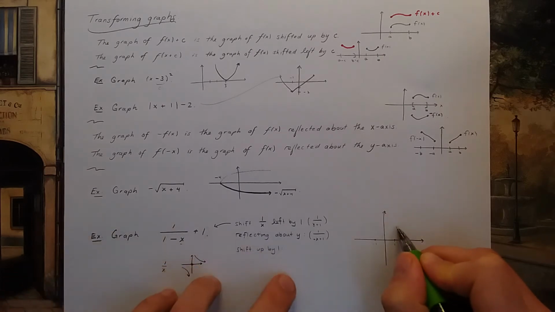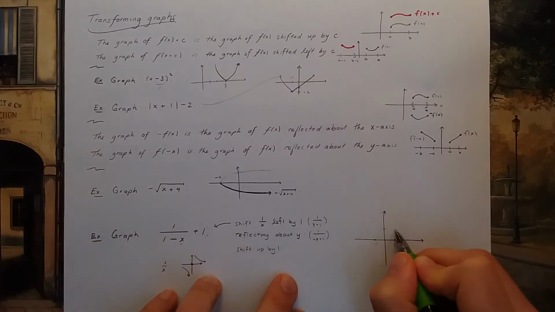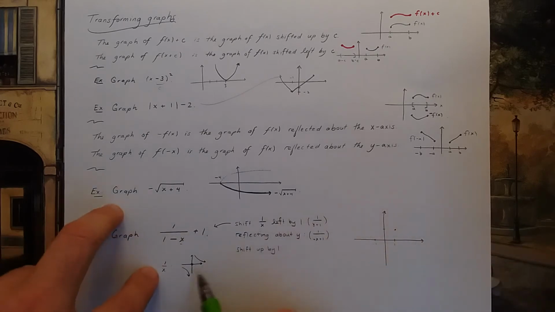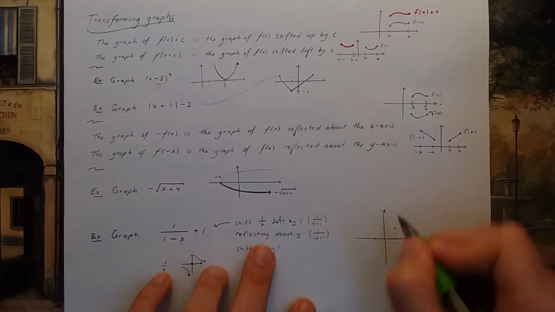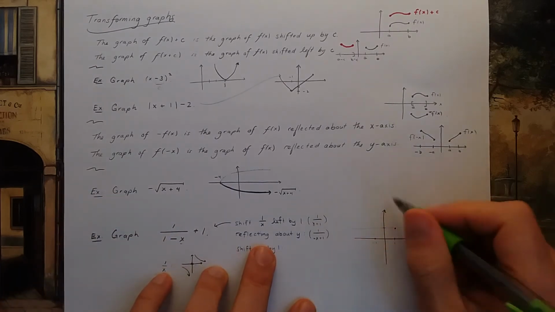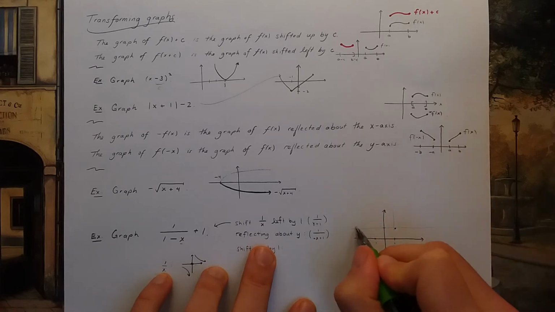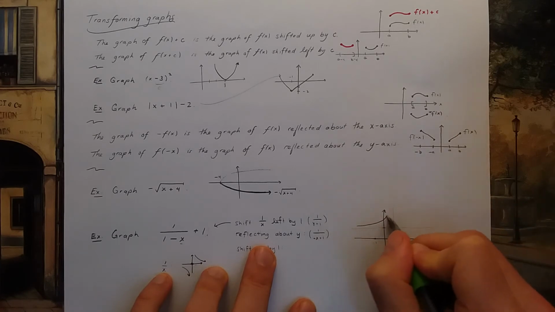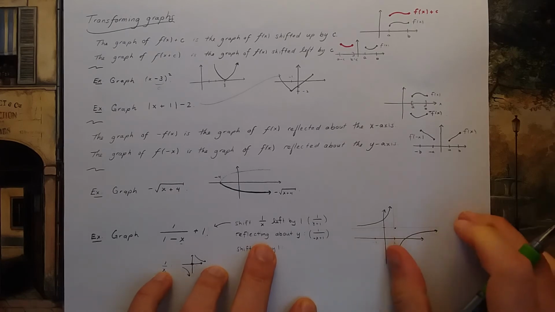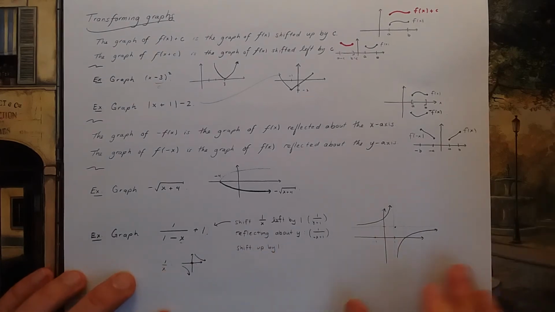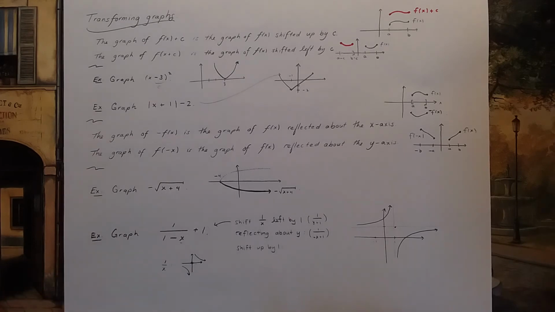And I'm going to shift up by 1. So here I'm at the point (1, 1). That's kind of like the middle of this picture. And I've also reflected about the y-axis. So I believe I'm going to get a picture that looks something like this. All right, that was a semi-confusing example, but I hope we got it.